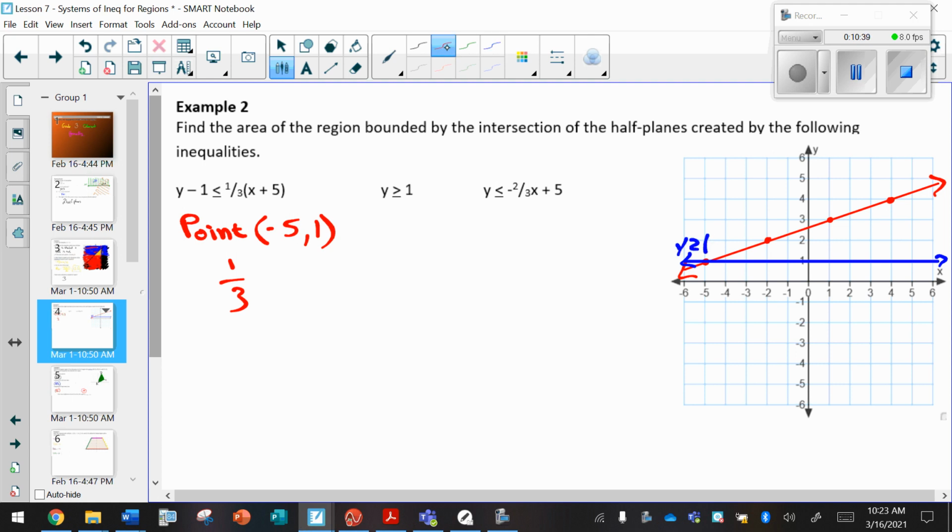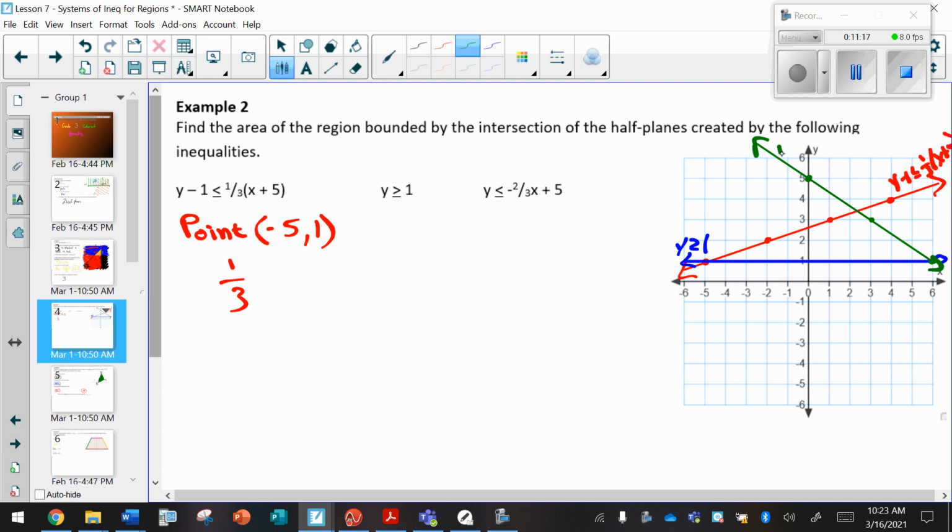Notice how all of these include the equal to. And then our third line, y-intercept is at 5. Slope is down 2 over 3. Down 2 over 3. So what we're seeing here is we're creating a triangle based on the intersection of our 3 lines.